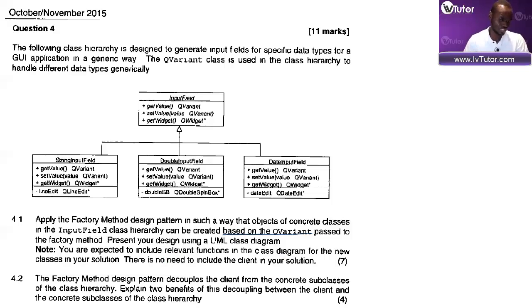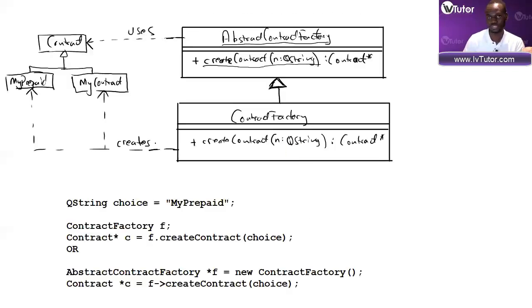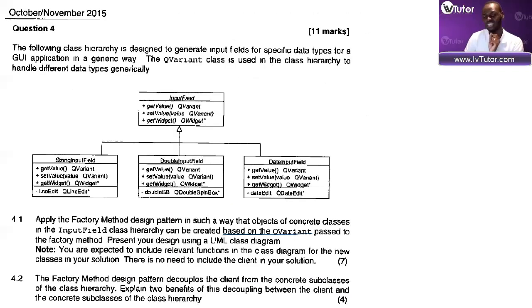So why did I underline this part? In the previous example, the question was, how do we know which contract? And we said, well, we use a Q string to decide. And as you saw here. Now, in this question, they are saying, you don't decide using a Q string. You're going to decide which one to return based on the Q variant that is given to your factory method, which means in this example, your factory method is being given a Q variant, not a Q string. Okay? Your factory method is being given a Q variant, not a Q string. And based on that Q variant, you then decide whether you want this one, or this one.